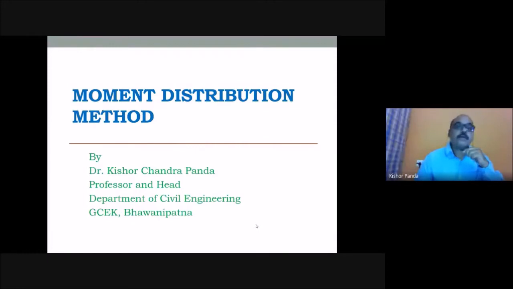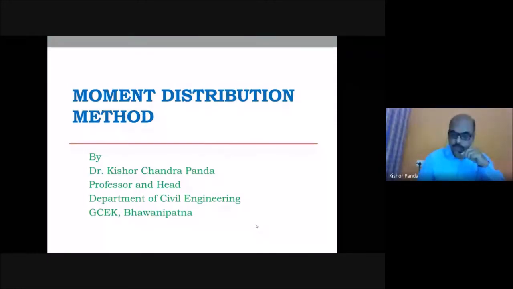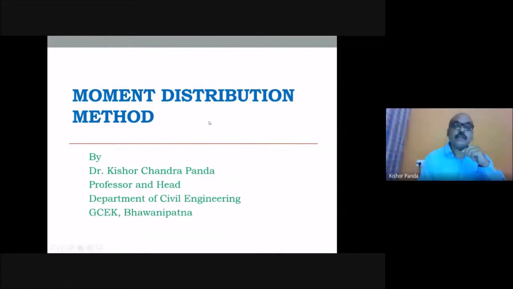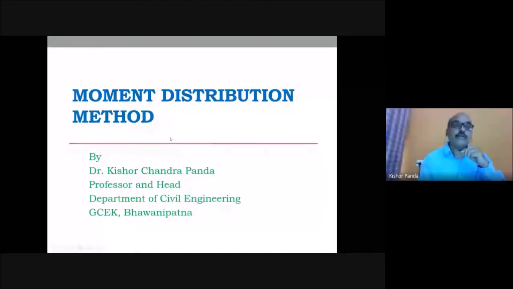Today we'll start the second method, the moment distribution method. Already you know how to solve continuous beams and frames, both sway and non-sway, by the slope deflection method. This is also one method, and using it you can solve continuous beams and also portal frames.